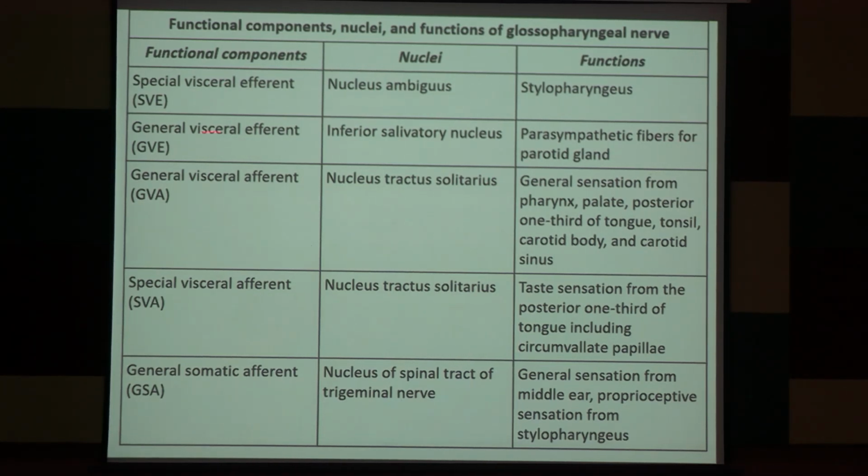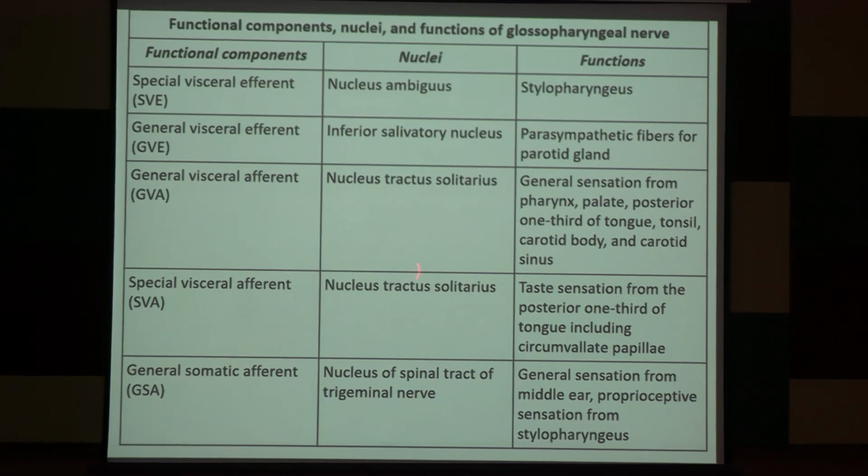Next is general visceral afferent fibers. Okay, it is nucleus tractus solitarius, and it carries general sensation from the pharynx, palate, posterior one third of the tongue, tonsil, carotid body, and carotid sinus. From here, sensations are carried to nucleus tractus solitarius.